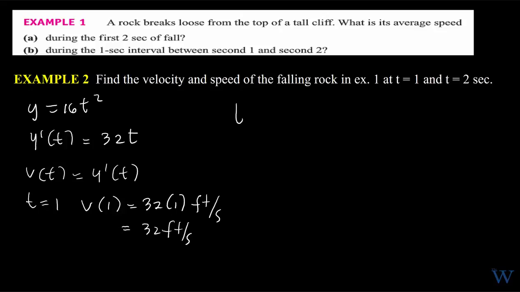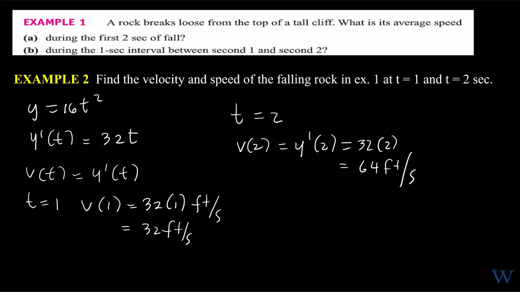Now, what about at t equal to 2? So your v of 2, which is really your y prime of 2, is just 32 times 2, which is equal to 64 feet per second. Okay, so that answers the instantaneous rate of speed. Instantaneous rate of change is the same as your velocity.